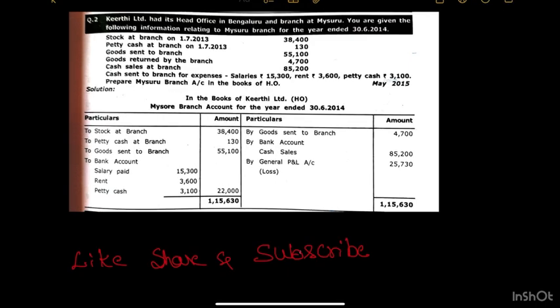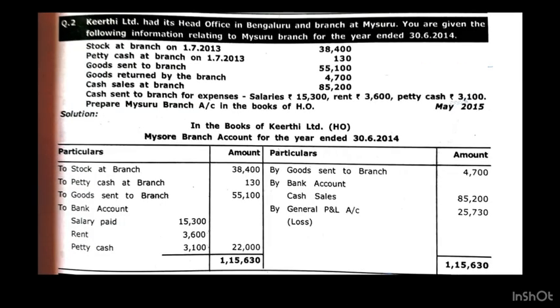Look at this problem. Kirti Limited had its head office in Bangalore and the branch at Mysore. You are given the following information related to Mysore branch for the year ended 30th June 2024. Okay, so what are the information given? They have given the information of opening balances at branch. The stock at branch on 1st July 2023, 38,400. Petty cash at branch on 1st July 2023, that is 130.